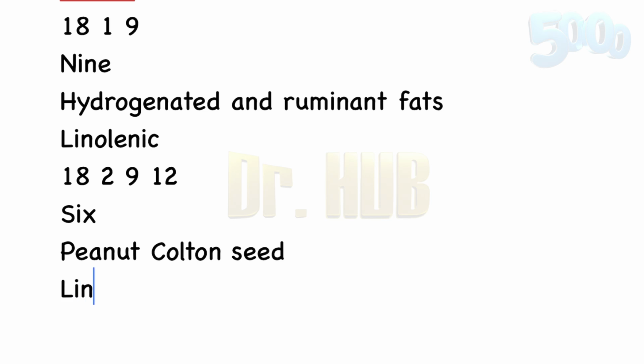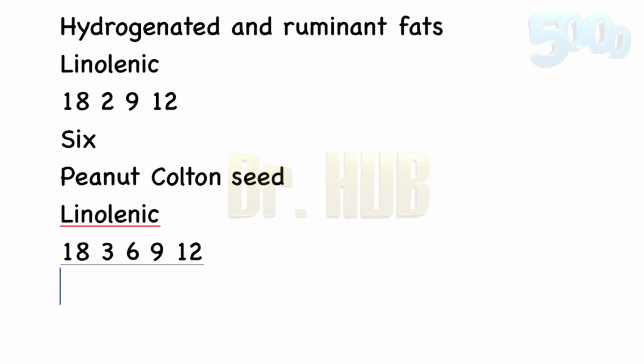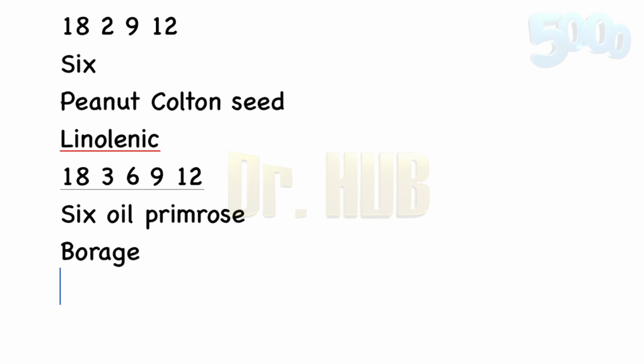Next is the gamma linolenic acid. Gamma linolenic is 18:3, with double bonds at positions 6, 9 and 12, and it is present in the omega-6 family. It occurs in some plants, and also in the oil of evening primrose and borage oil, and as a minor fatty acid in animals.